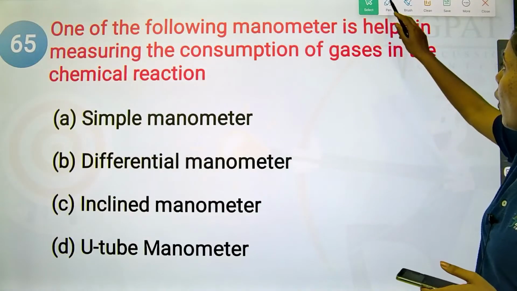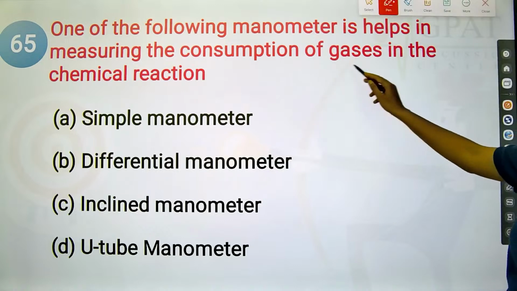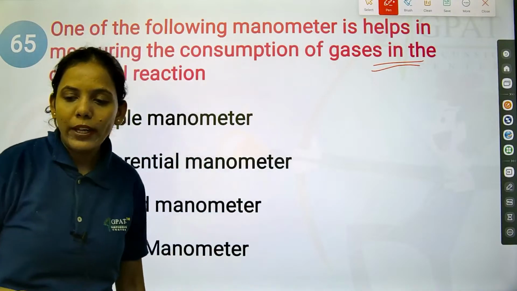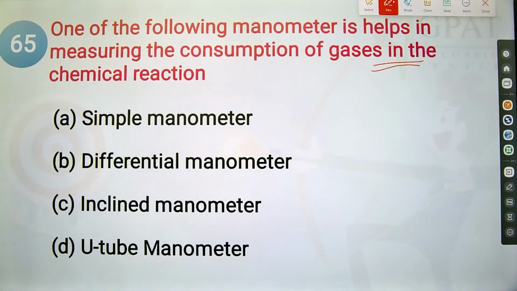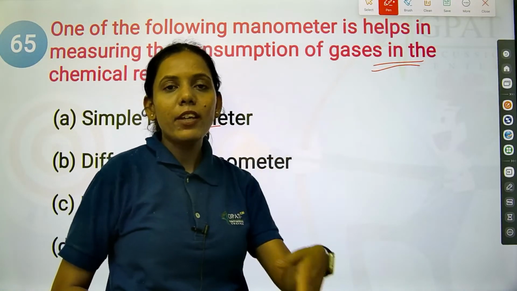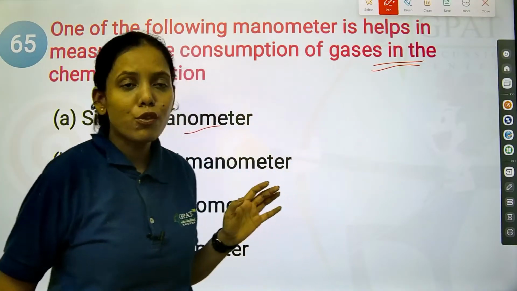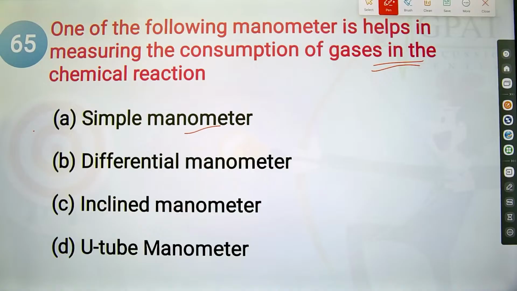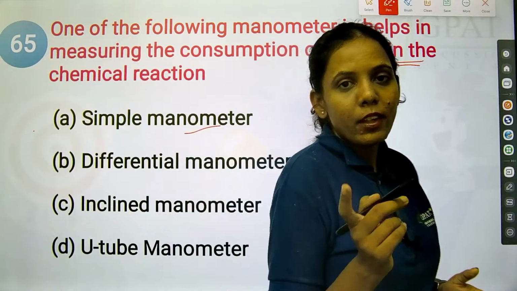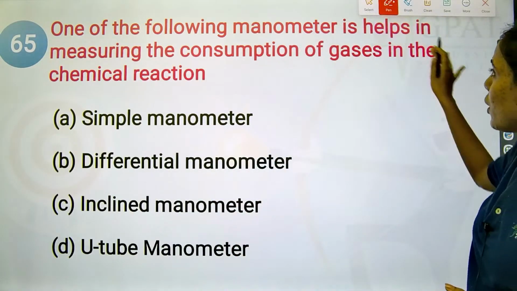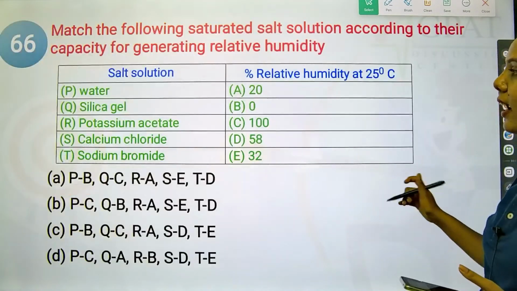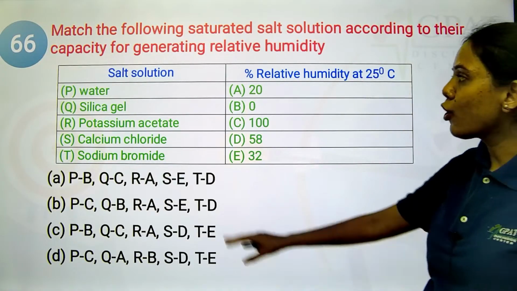The next is, which of the following manometers helps in measuring the consumption of gases in a chemical reaction? Simple, differential, inclined. Basically a manometer measures the pressure difference. Because the consumption of gases will give a difference in pressure, it is used to calculate. So basically simple manometer is used to see the consumption of the gases in case of a chemical reaction. Option A, simple manometer is the right answer. The next is match the following. Here salt solution is given, whatever.